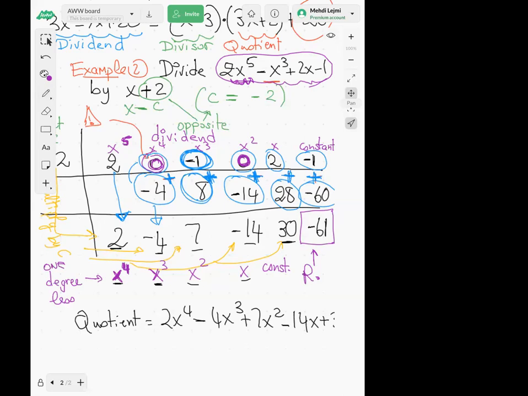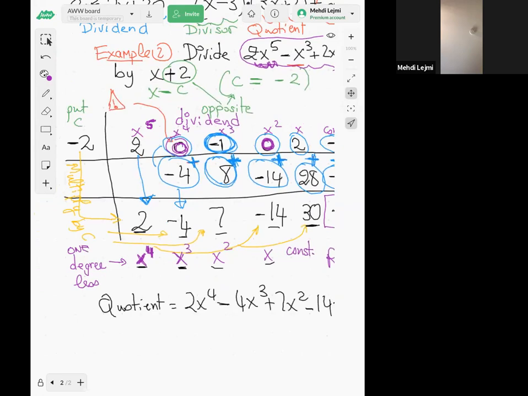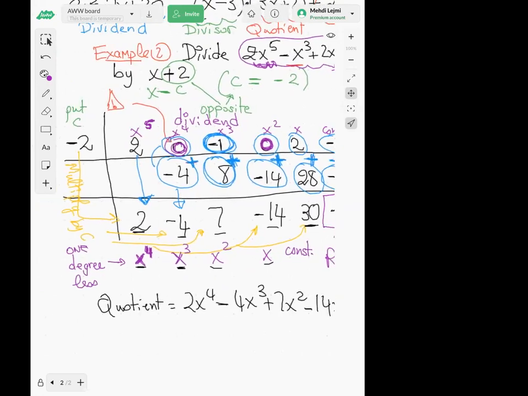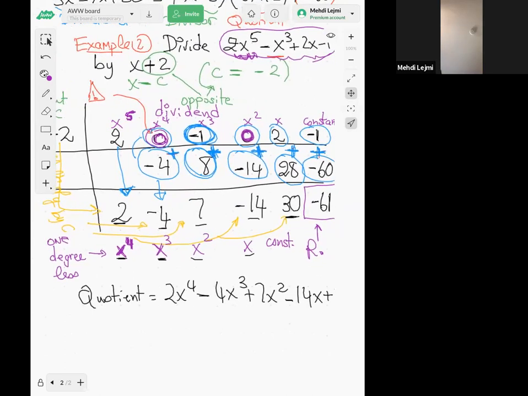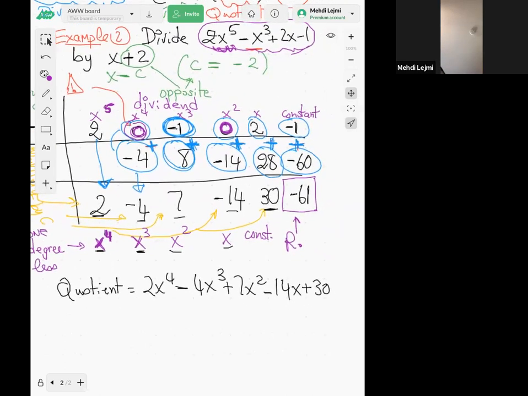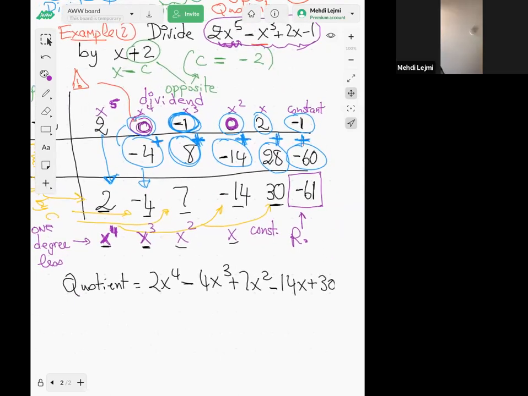Professor, can you move it a little bit to the right? Okay, what do we do with the remainder? No, the 30, that's not the remainder. That's the constant, the plus 30. I know, but what do we do with the remainder? Nothing. That will be the remainder, and that's the answer. In your final answer, the remainder here will be negative 61.